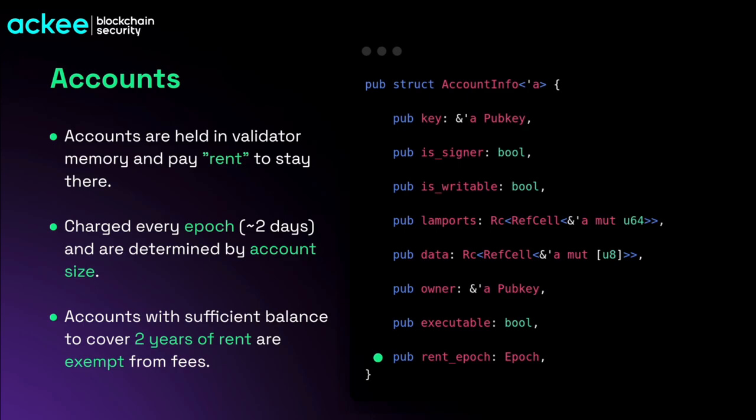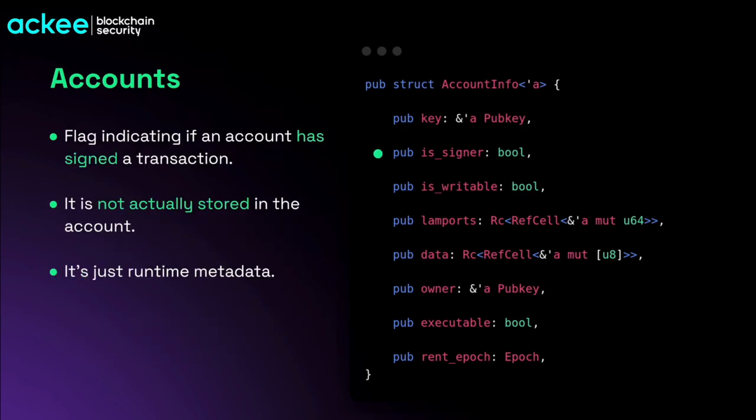So essentially that tells us we have to maintain some form of balance to keep our account valid. So this introduced the concept of essentially, quote unquote, garbage collection. So if some of the accounts do not have enough rent to be paid, they will be automatically deallocated, freeing up the space on the Solana blockchain. Another really important flag is the signer flag, which essentially is indicating if the account has signed the transaction. It is not actually stored in the account, but it's just runtime metadata. Another runtime metadata is the writable flag, and it is indicating if the account is writable.